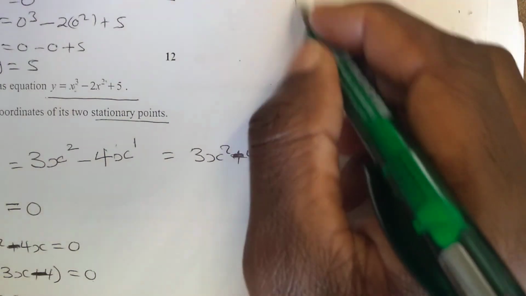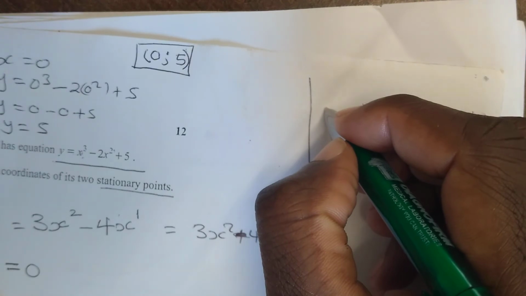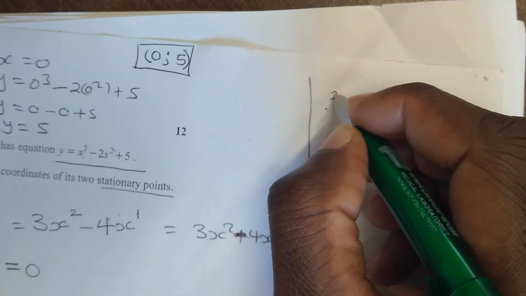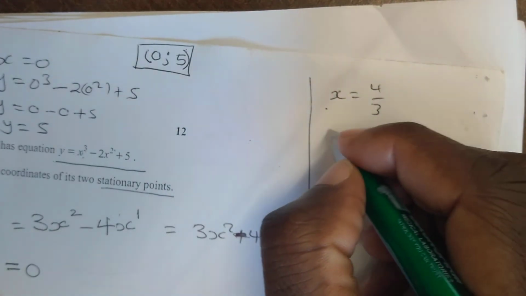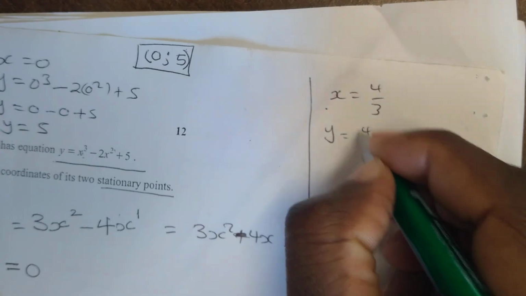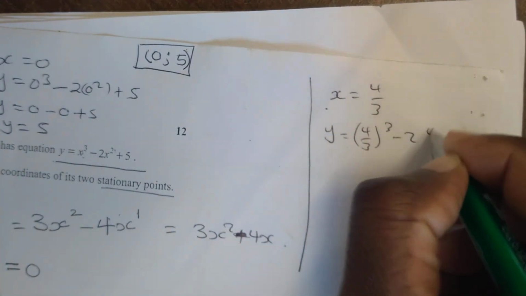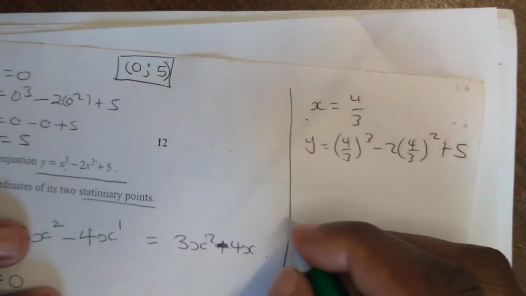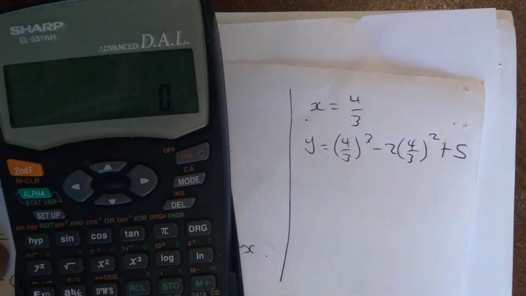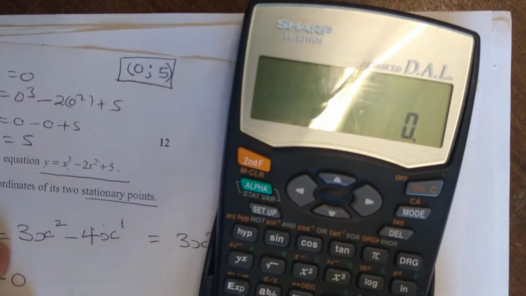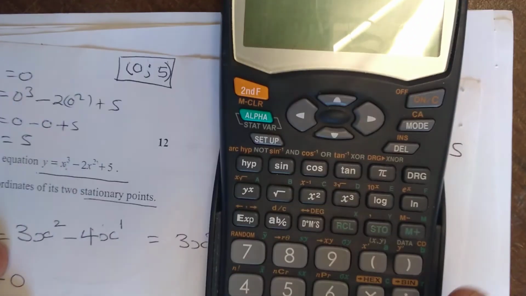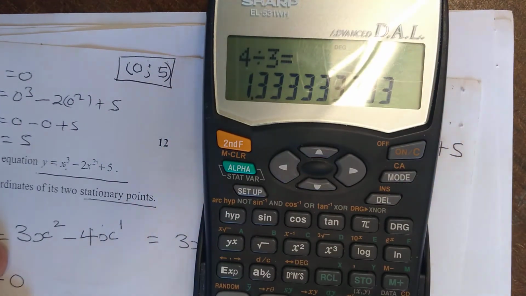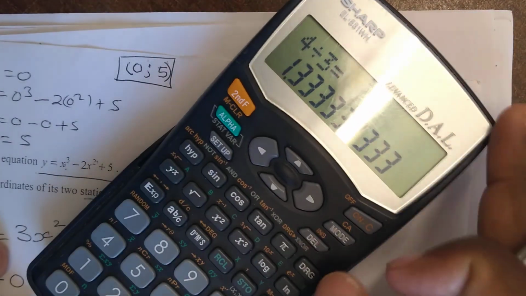And we'll do the same thing for y. So let's do this. So x is 4 over 3. Y equals 4 over 3 cubed minus 2 times 4 over 3 squared plus 5. And let's use our calculator to do this. 4 over 3 is equals to 1.333. So we'll keep this as our answer, then we punch.